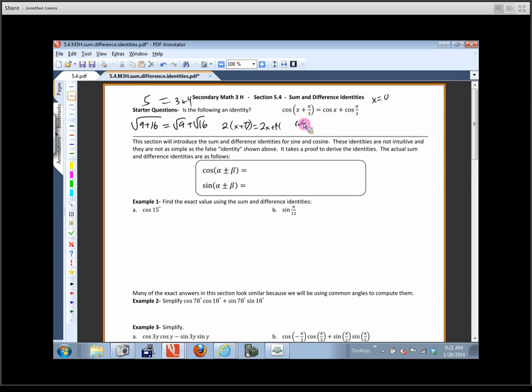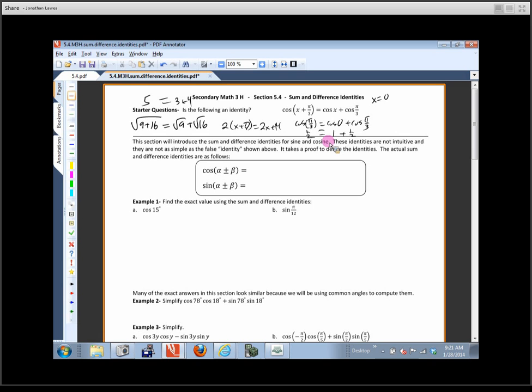This would be the cosine of pi thirds equals the cosine of 0 plus the cosine of pi thirds. Now, we don't even have to know what the cosine of pi thirds is in order to get this right. What's the cosine of 0? 1. So this is 1 plus, we do know what it is. Cosine of pi thirds is 1/2, and then this side would just be 1/2. So what we'd be saying here is that 1/2 equals 1 plus 1/2. And is that true? No.